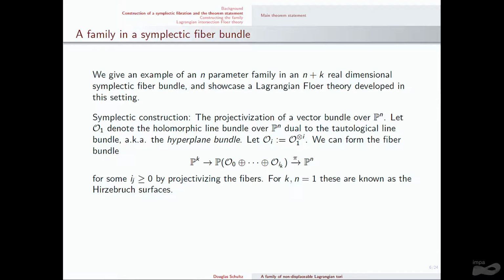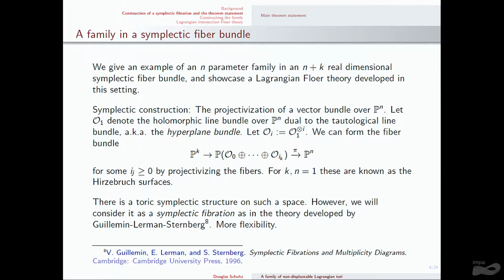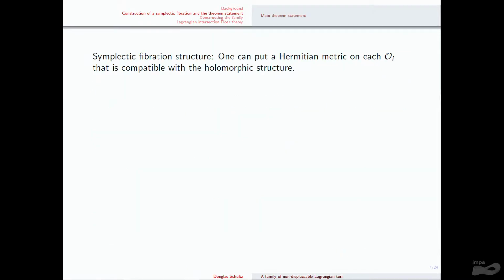These might look familiar: for k and n equal to 1, these are known as the Hirzebruch surfaces. You can put a toric symplectic structure on this space by considering a lift of the T^n action and also a T^k action in the fibers, and consider the appropriate moment map polytope. But we're going to think of something a bit more flexible and consider it as a symplectic fibration, according to the Guillemin-Lerman-Sternberg theory that I will review shortly. And by shortly, I mean in the next slide.